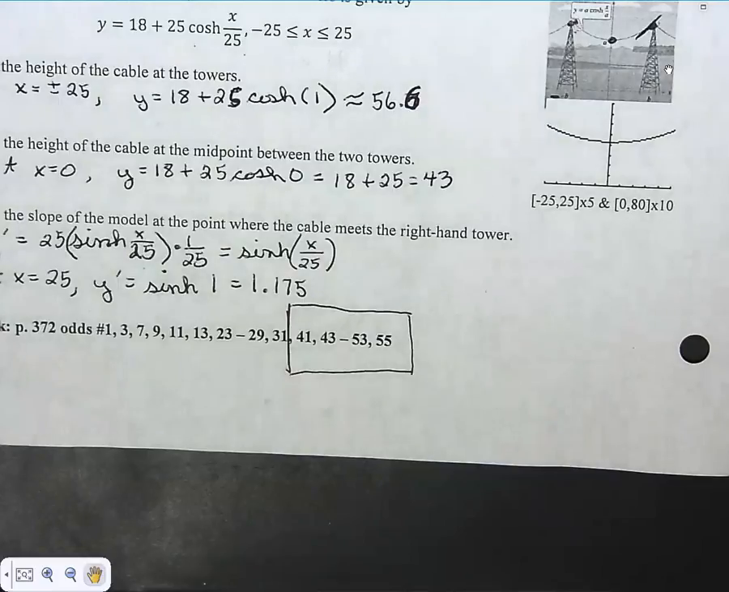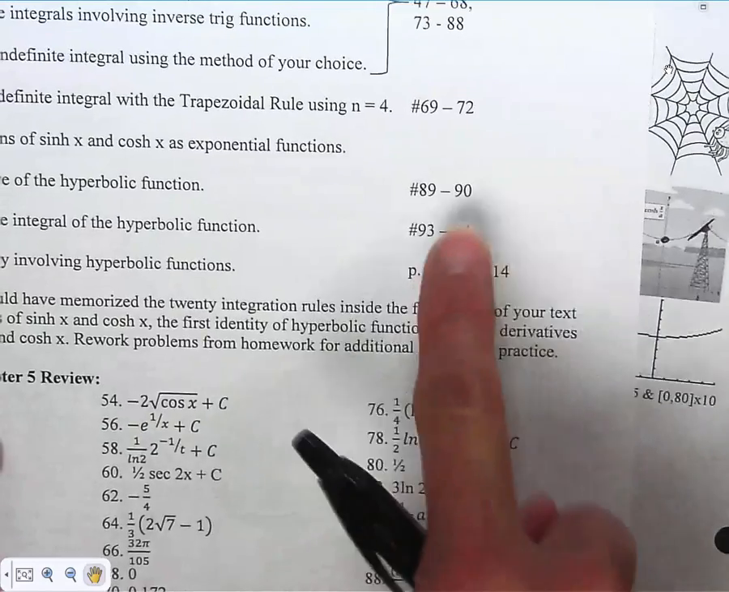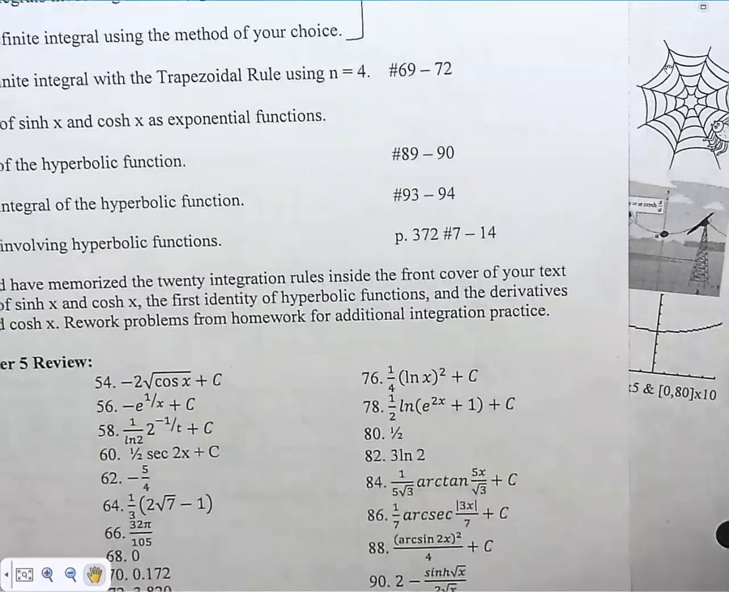The practice test is mostly the Chapter 5 review, roughly 31 to 94, all of them, and I gave you the even answers and the odd answers, so you can do all of them.